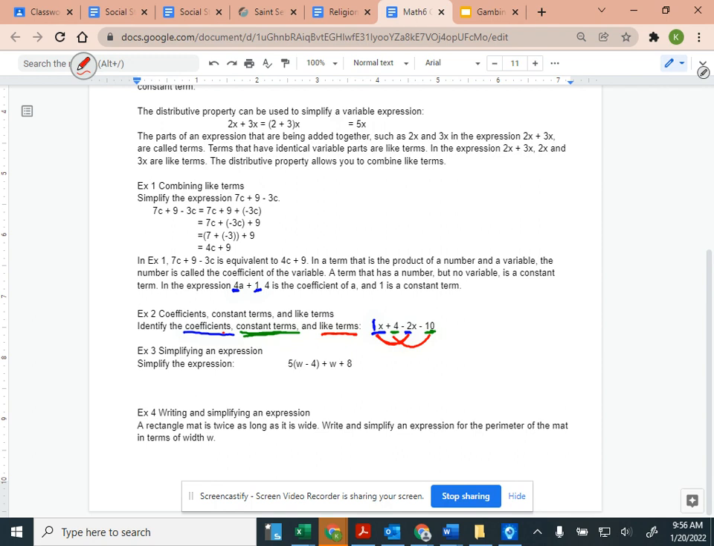So let's look at example 3, simplifying an expression. How can we simplify 5 times w minus 4 plus w plus 8? What do you think our first step should be here? Anthony? We have to look at that parentheses. We need to take out the parentheses. So thinking about that distributive property, what can I change that into? 5 times w minus 4. How could I rewrite that? Anthony?